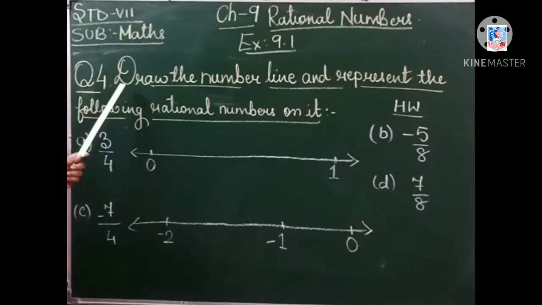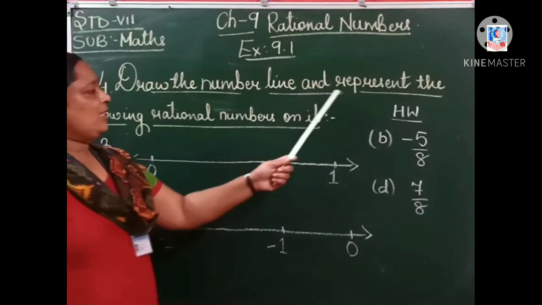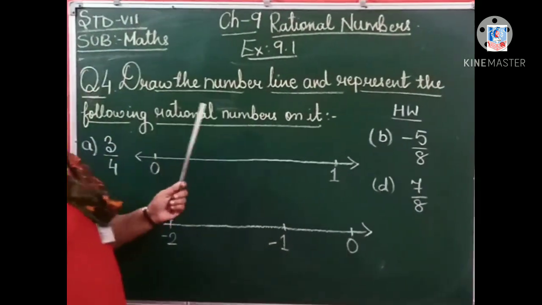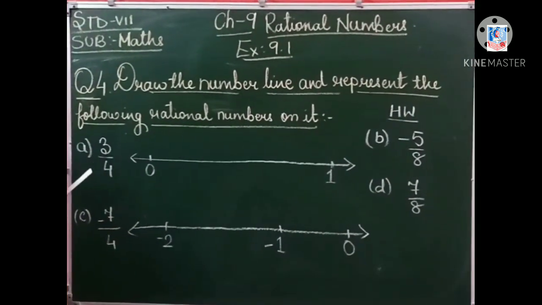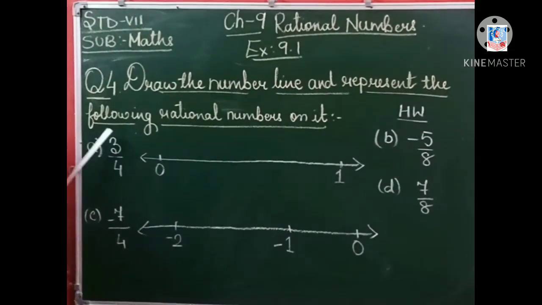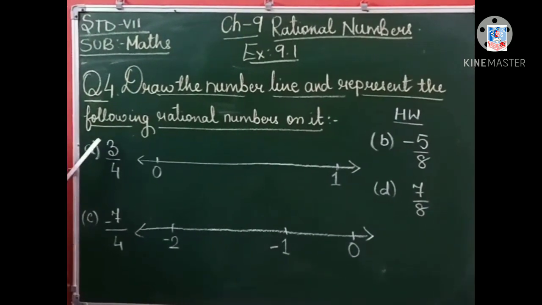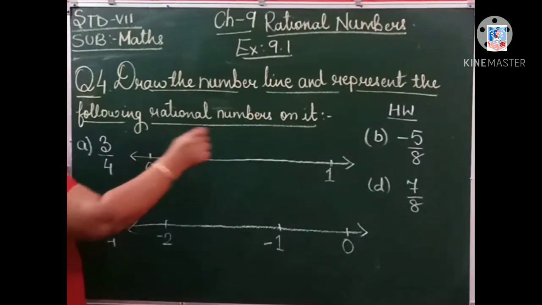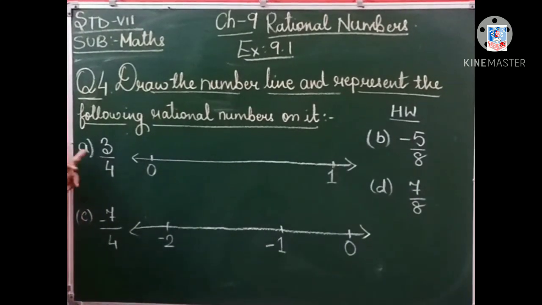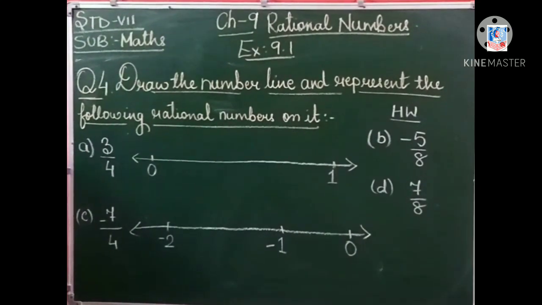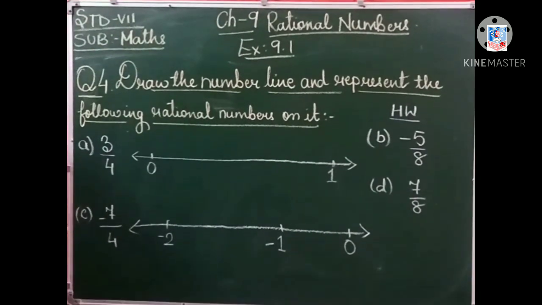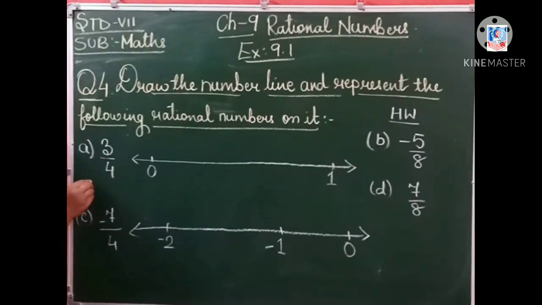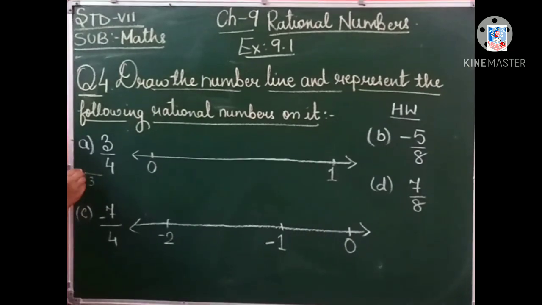Question number 4. Draw the number line and represent the following rational numbers on it. First, 3 by 4. First see, this is a positive rational number. That means it will come on the right side of 0. 3 by 4. I taught you in the introduction how you will find where 3 by 4 will come. You can divide this and see.